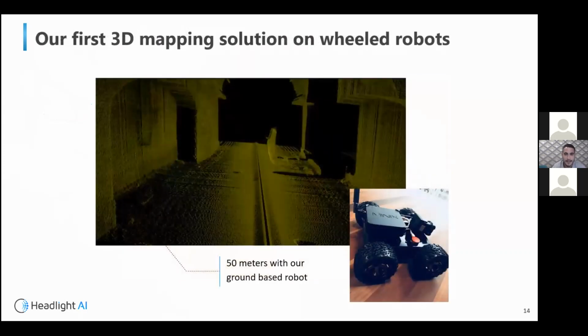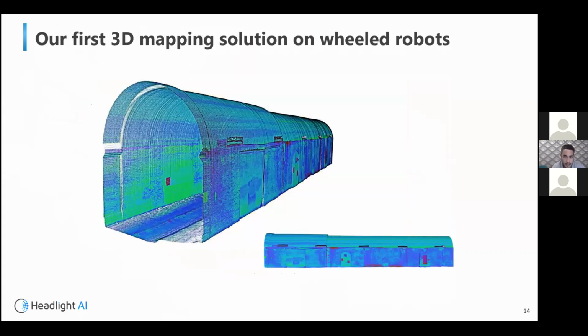We then developed the system to operate on a wheeled robot and produce our first 3D mapping software, which could generate 3D maps but also determine material and surface types, very important for condition assessment, as shown by the different colors within this processed point cloud.